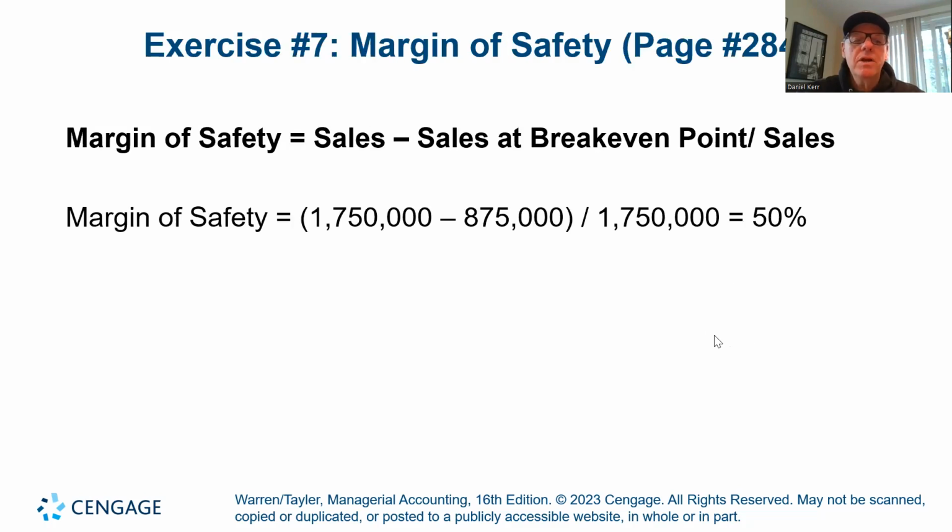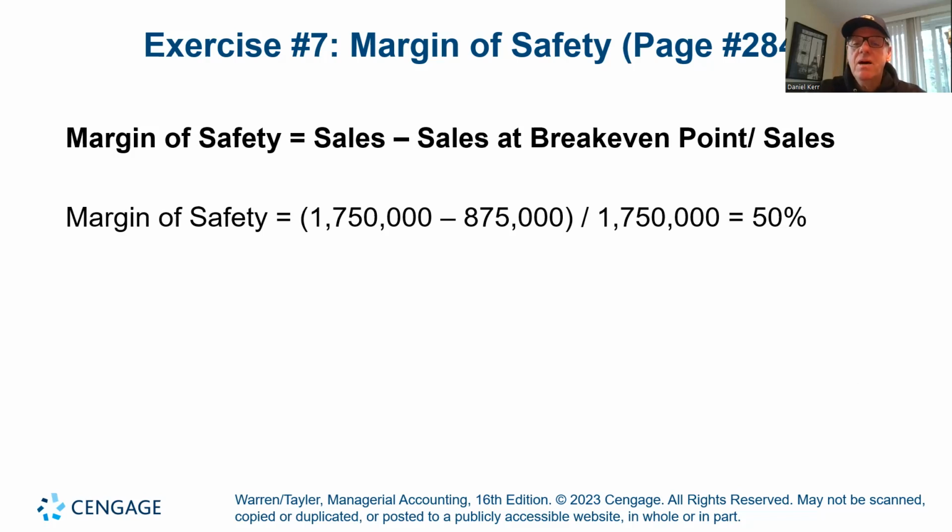Okay, welcome back. So we know the margin of safety is sales minus sales at break-even point, divided by sales. In this example here, the sales were 1,750,000. The sales at break-even were 850,000. So I've got a margin of safety of 50%. That's kind of a good place to be. We're well above break-even there. So I could suffer a 50% decline in sales before I would be into loss territory.